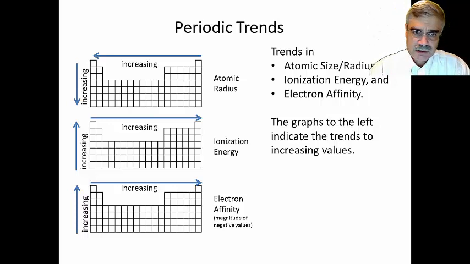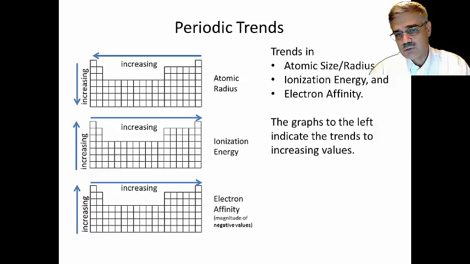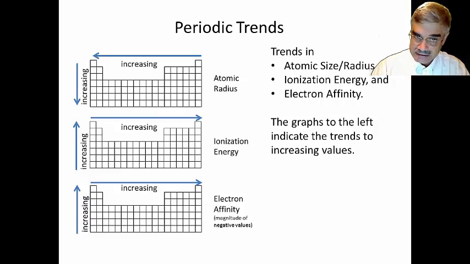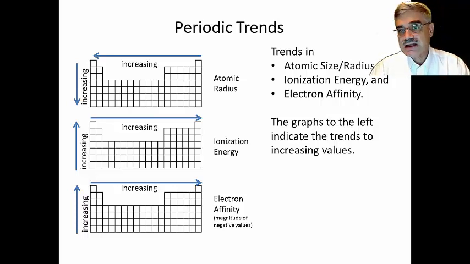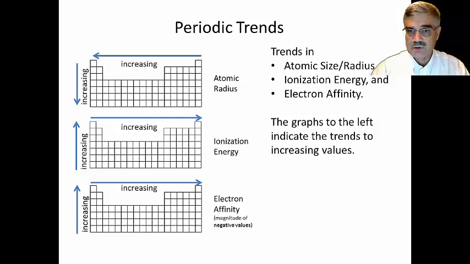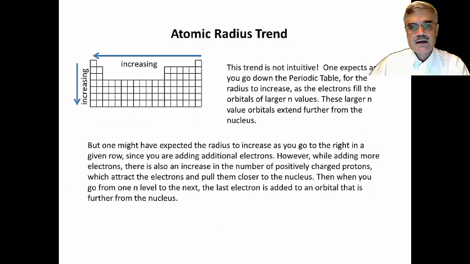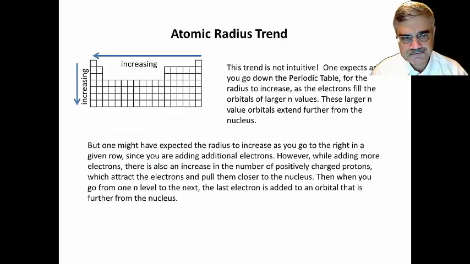The graph to the left shows the basic trends. The top one, the atomic radius trend, where the arrows always point towards increasing radius or size, in that case increasing ionization energy in the middle graph, and increasing electron affinity. Now let me point out this is the negative value of electron affinity, so in other words, increasing absolute magnitude of the electron affinity. Now we'll treat these one at a time, so don't worry if we're going quickly through this first slide. Atomic radius, the trend.